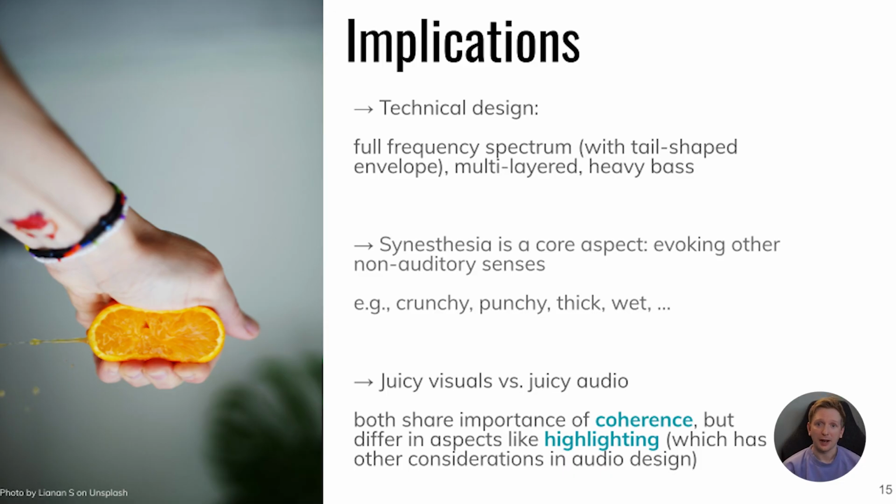Lastly, our work provides the basis of comparison for visual juiciness and audio juiciness. There are many different similarities that we found between these 2 terms, such as the fact that they both place a big emphasis on being coherent or aiding the coherence of the player experience. There are some differences between these 2 terms that our results have highlighted. For example, juicy visuals place a high emphasis on highlighting information for the player. Well, it doesn't seem to be the case for juicy audio.